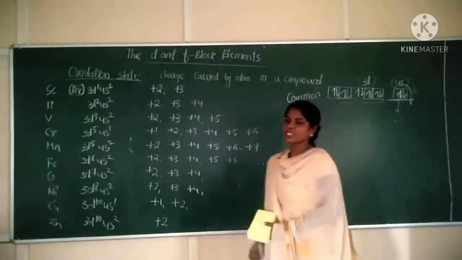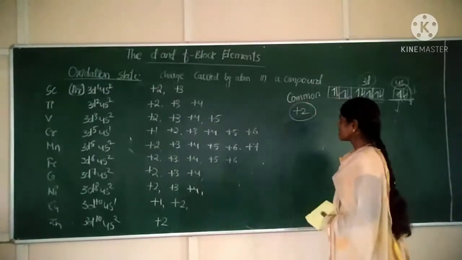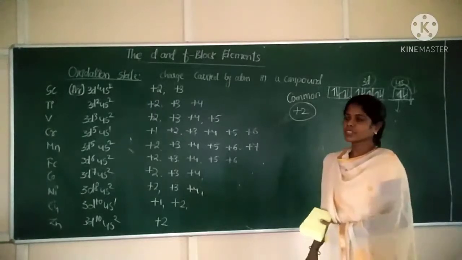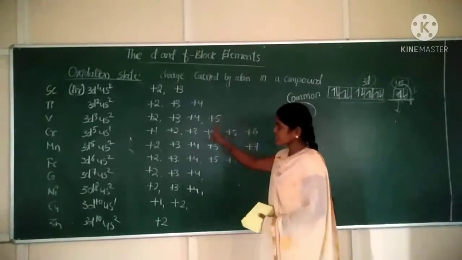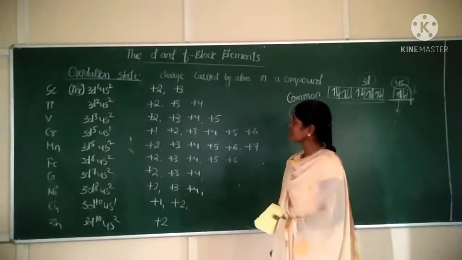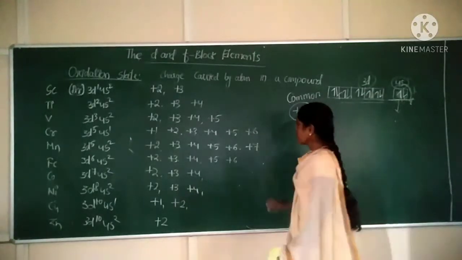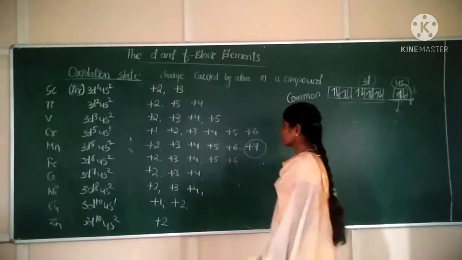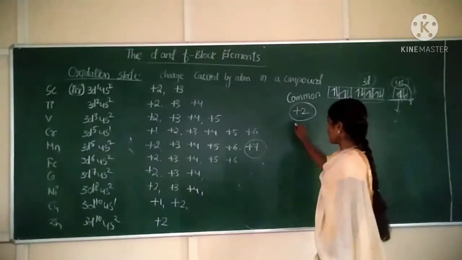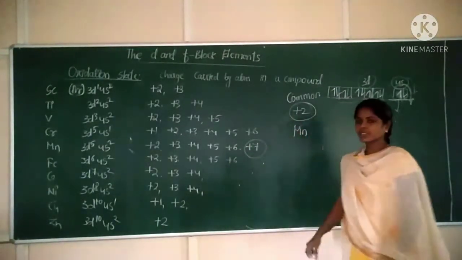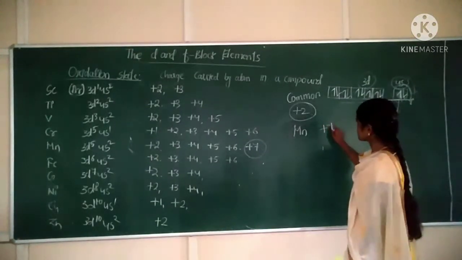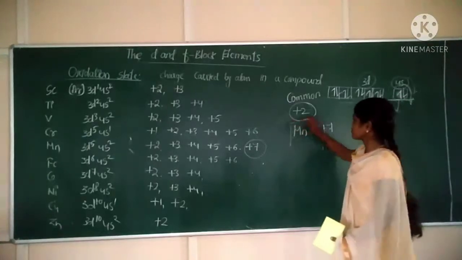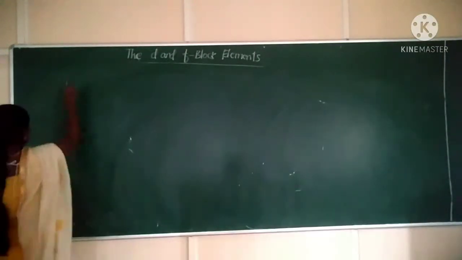Now you may expect a question in the examination: which 3d series element has the highest oxidation state? Now observe the series. Which element is showing the highest oxidation state? Manganese. That is, +7 is possible for manganese. So what is the answer? Manganese can have the highest oxidation state, that is +7. So this is the answer. Okay. I think the fourth one.